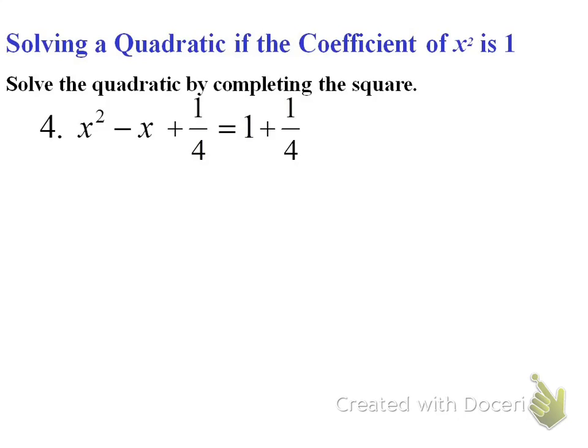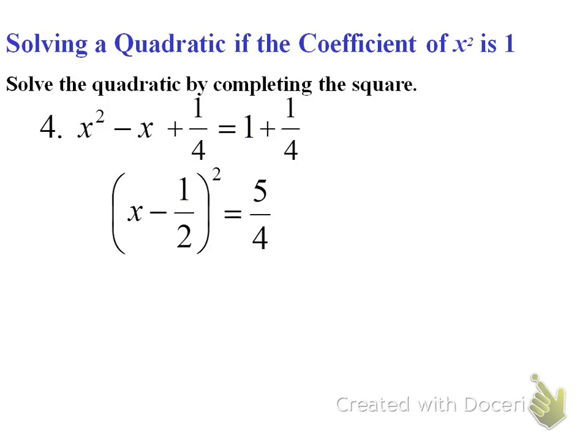Now, make sure your leading coefficient is 1. It is in this case. So we are ready to factor this side. What is this going to look like? It's always, I don't know if you guys have noticed this, it's always whatever you got when you did b divided by 2. Yeah, x minus 1/2 squared. And then on the right, we can add those. So 1 is like 4/4. So you add the top, you get 5/4.